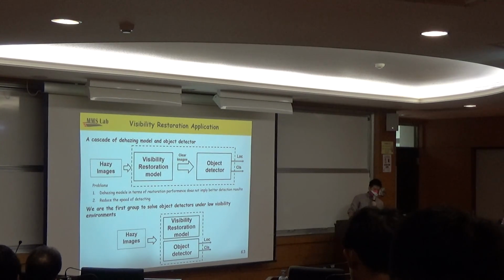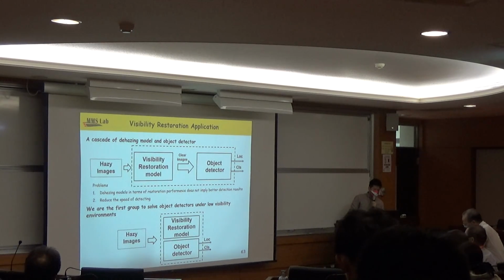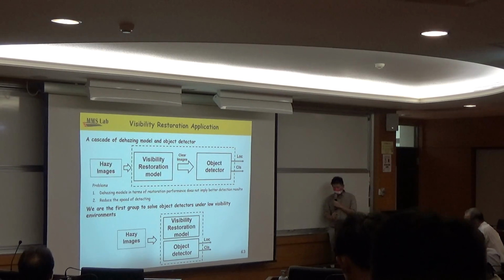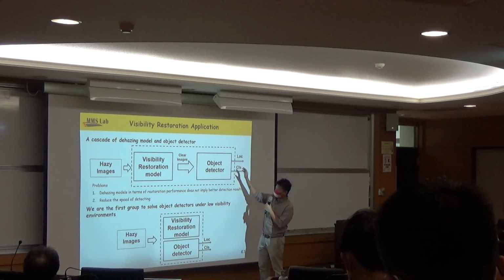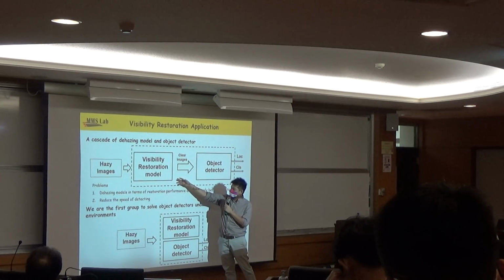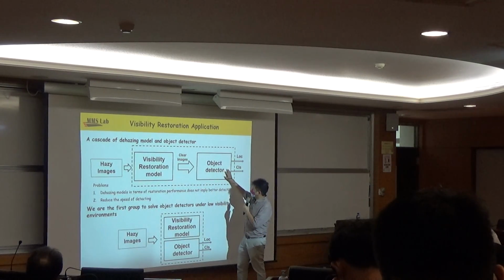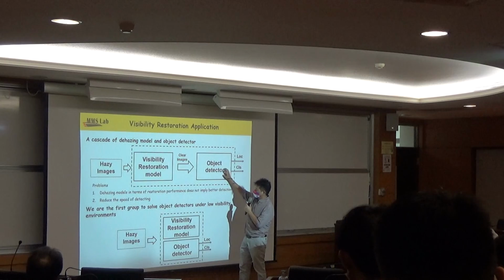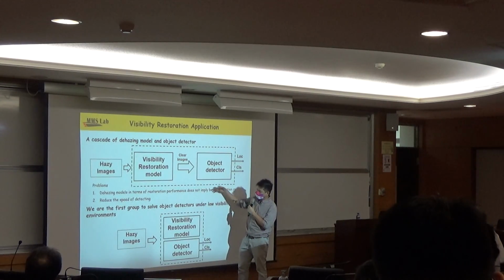That kind of solution is called a rule-based solution. And in recent 5 years, I proposed a lot of learning-based solutions. For the previous methods, their solutions are like this way. First, they use a visibility restoration model. After that, they get a clear image, and they will have object detection in this way. Also, they will spend a lot of time.